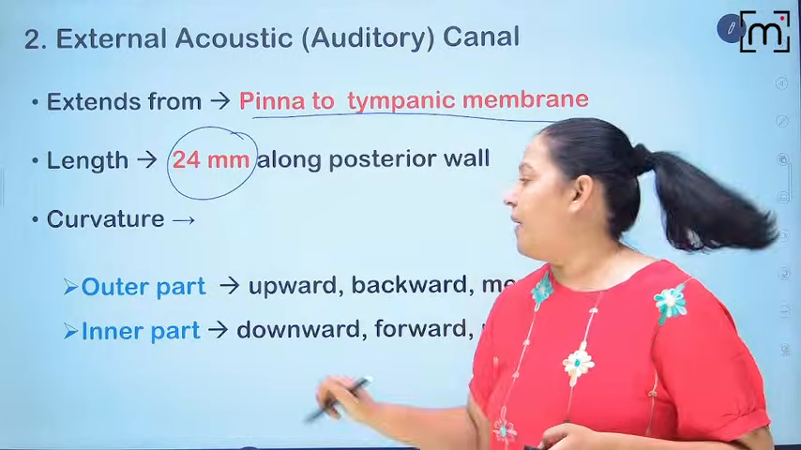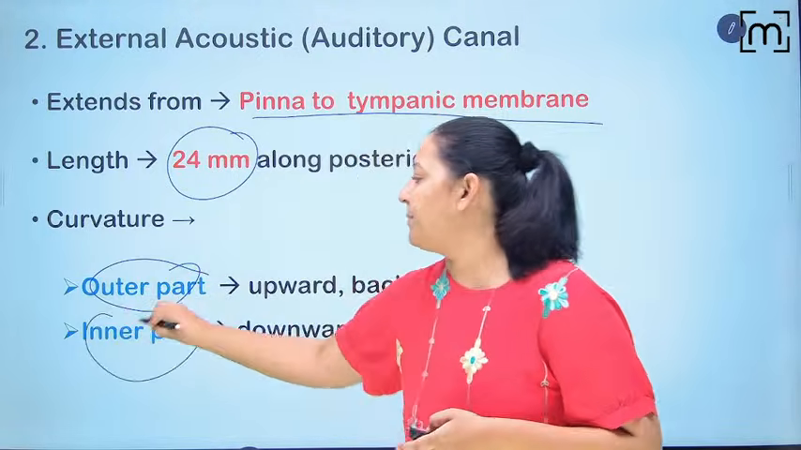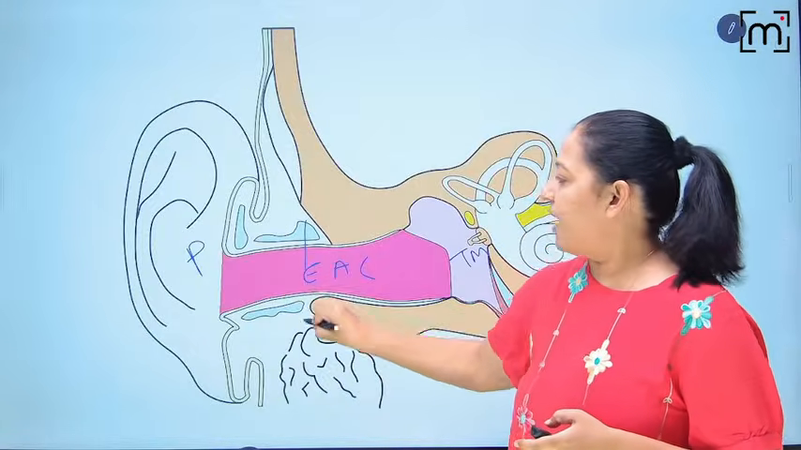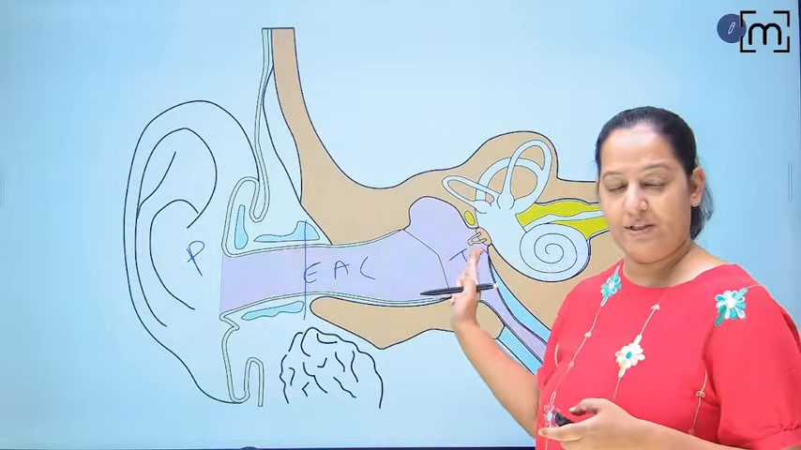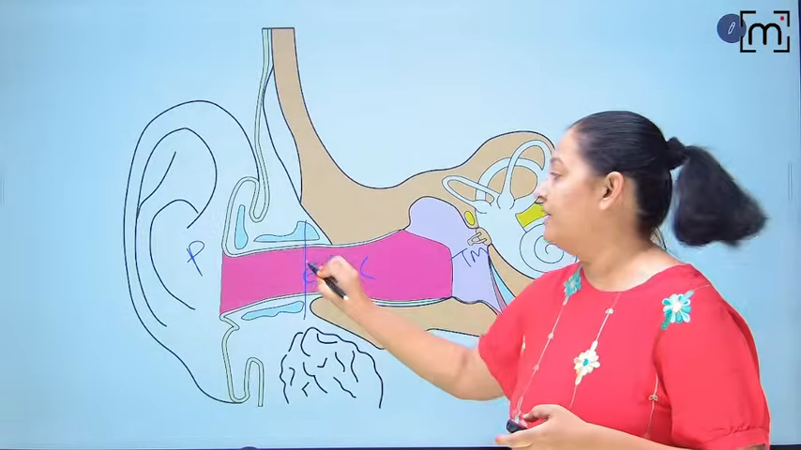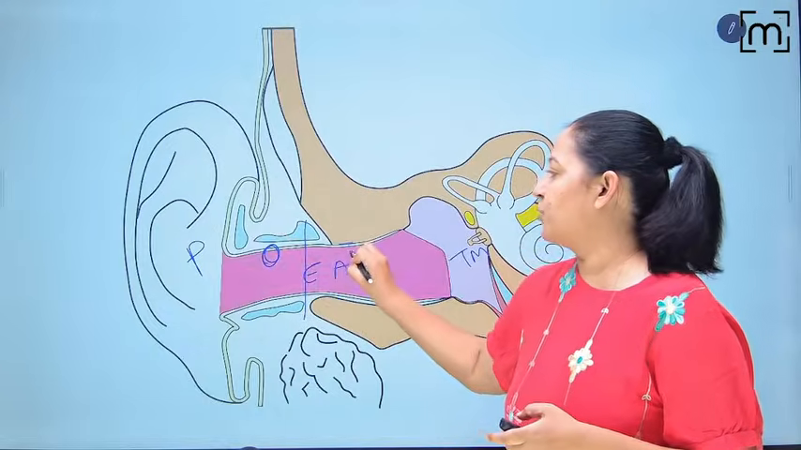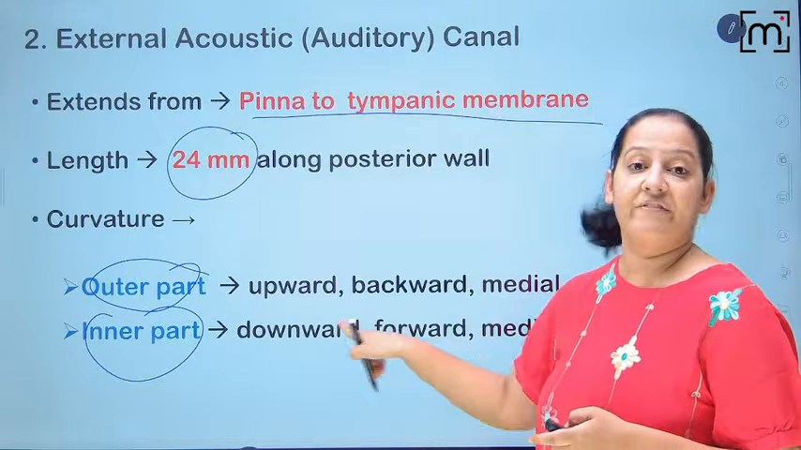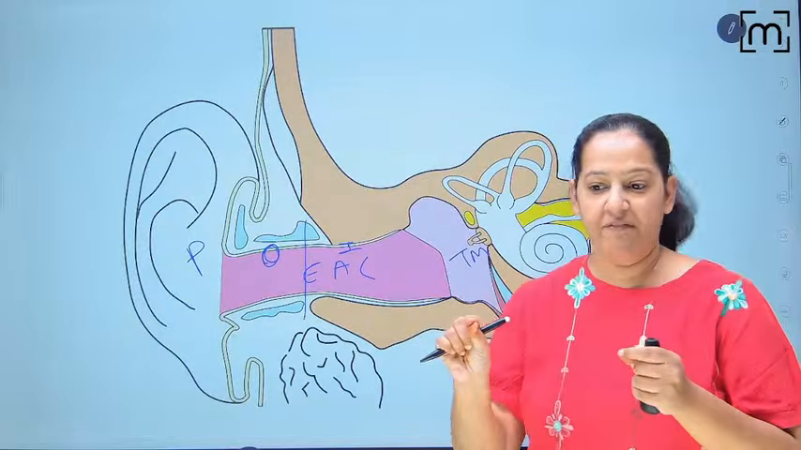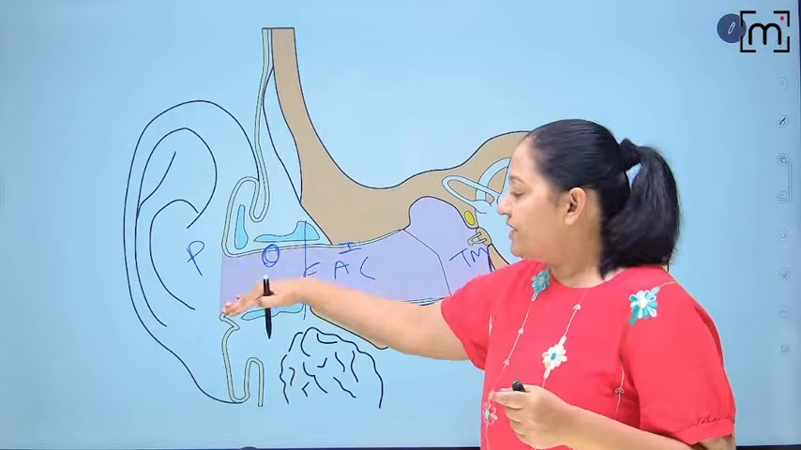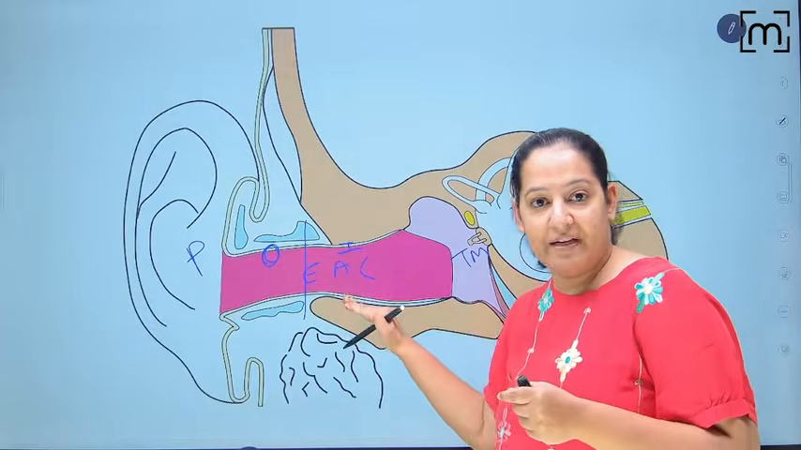We divide it into two parts, outer part and inner part. Outer, towards the pinna, is the outer part, and inside, towards the tympanic membrane, is the inner part. They have different curvature. The outer portion is upward but the inner is a little bit downward.